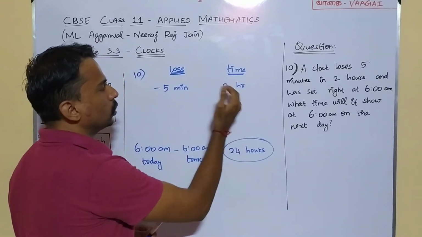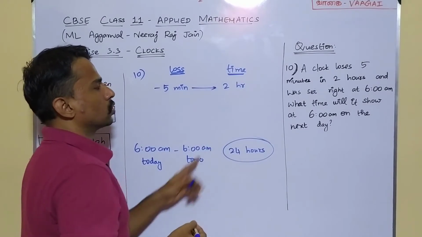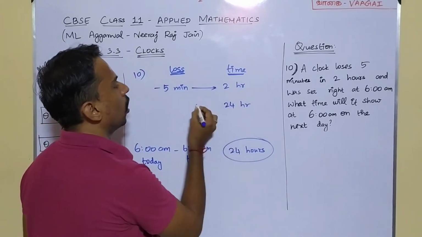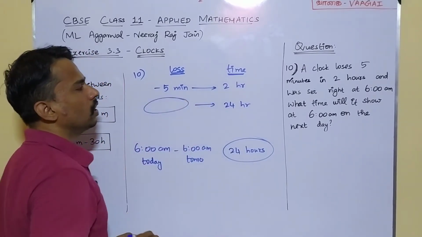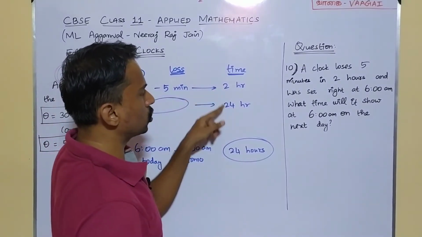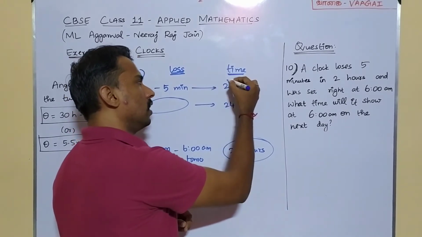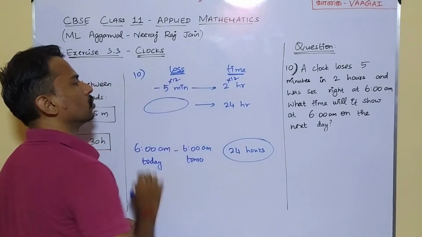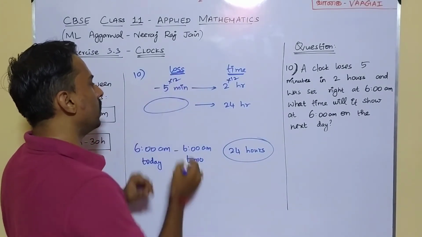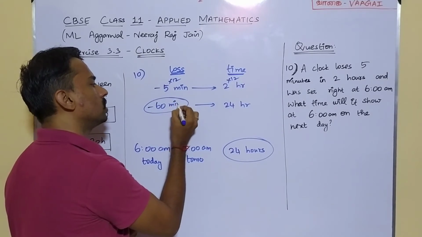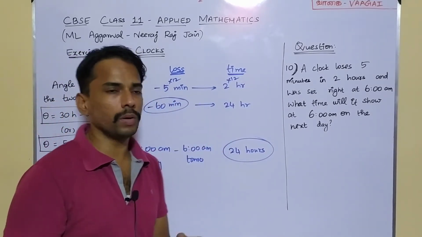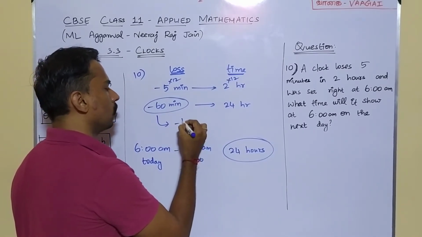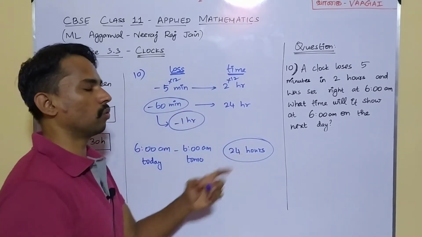We know that in 2 hours the clock is losing 5 minutes. So 2 hours, minus 5 minutes. Then in 24 hours, how much time is it going to lose? This is all we need, right? It is easy to compare 2 and 24. This is exactly 12 times, so here also we need to multiply by 12. 5 twelves are 60, so minus 60. So this clock will lose 60 minutes in 24 hours. And 60 minutes is nothing but 1 hour. So this clock will lose 1 hour in these 24 hours.